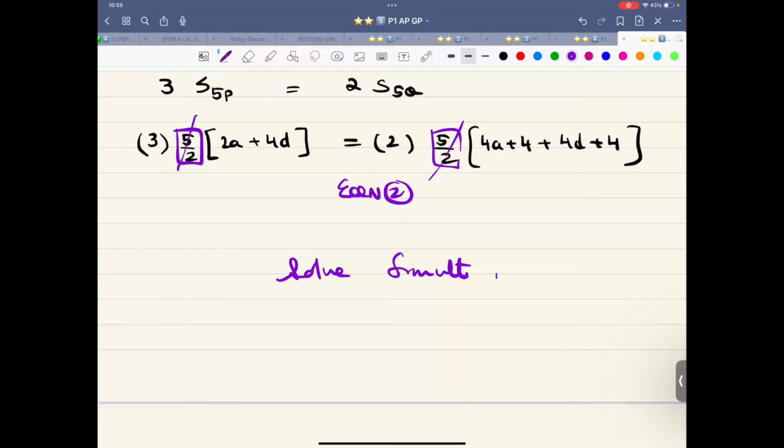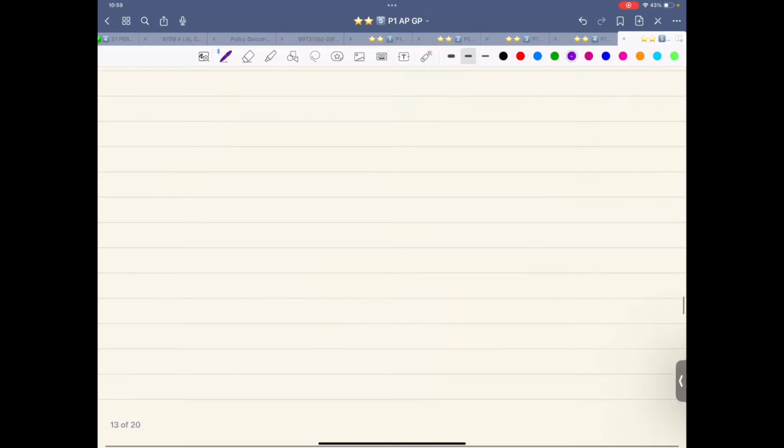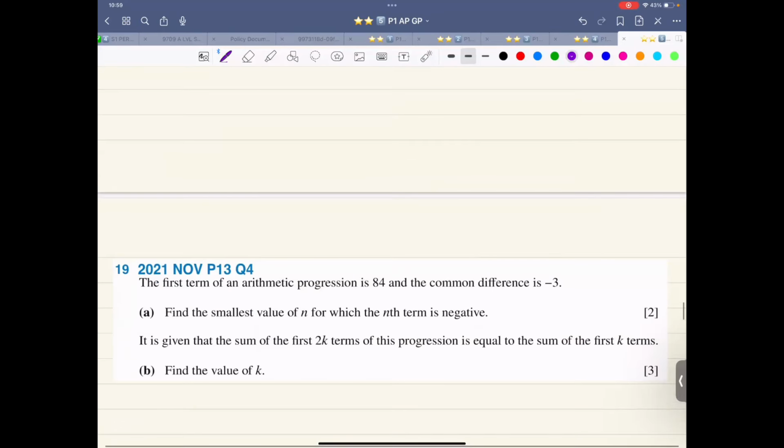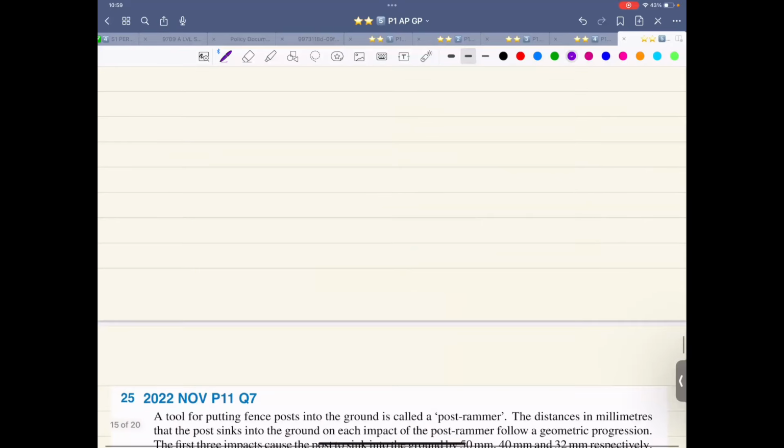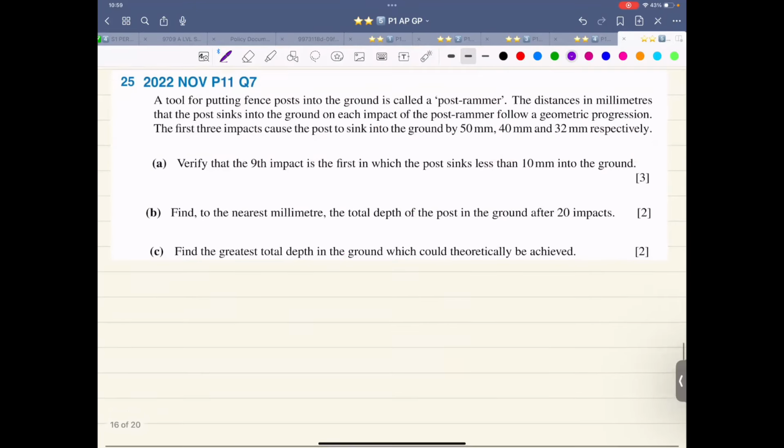Is everything clear? This is more or less like the same thing. Let me do this last question over here.